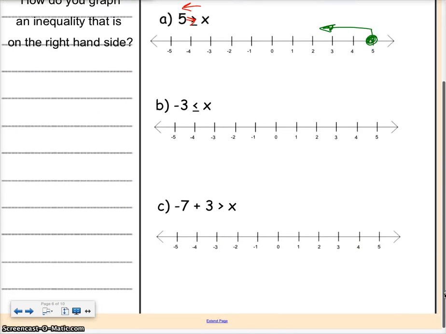Okay, -3 is less than or equal to x. Use logic. If -3 is less than x, then x is bigger. Bigger goes to the right, and it's colored in. So that was my logic. And then you can use the trick. The arrow's supposed to go this way, but it's flipped, so it's going to go that way.